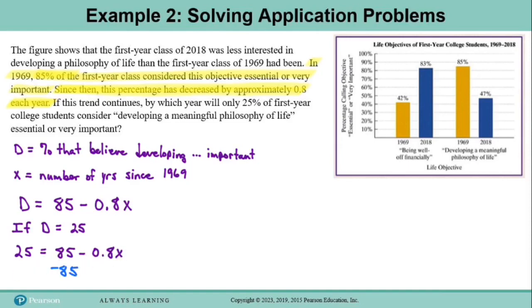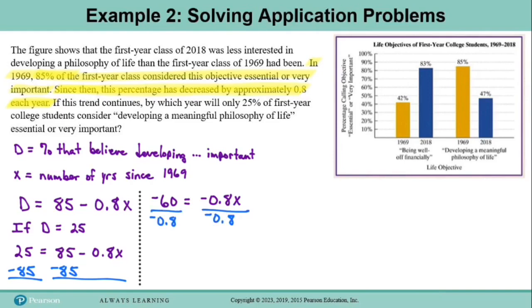So we'll subtract 85 from both sides. That will leave us with negative 60 on the left, because 25 minus 85 is negative 60. And then on the right, all we will have left is negative 0.8x. And now to isolate the variable, we'll divide both sides by negative 0.8. And so now we have negative 60 divided by negative 0.8, and that is 75.